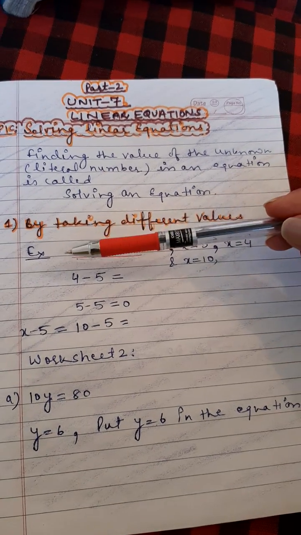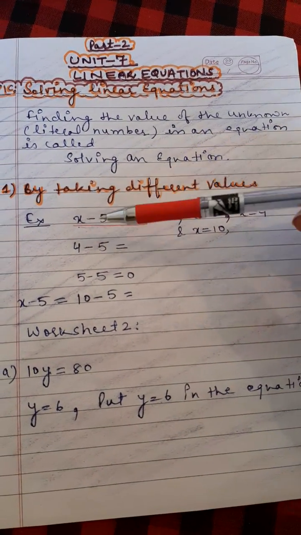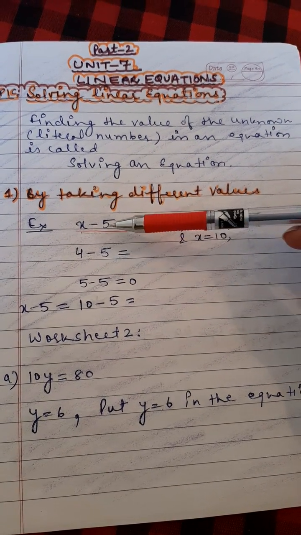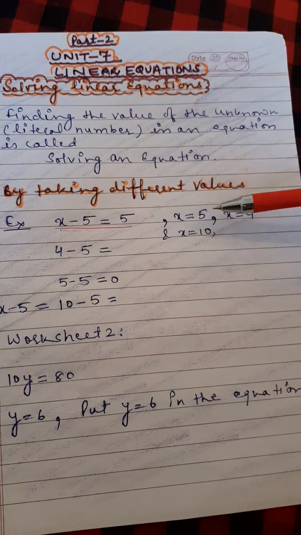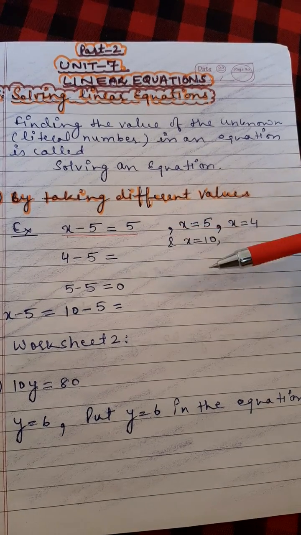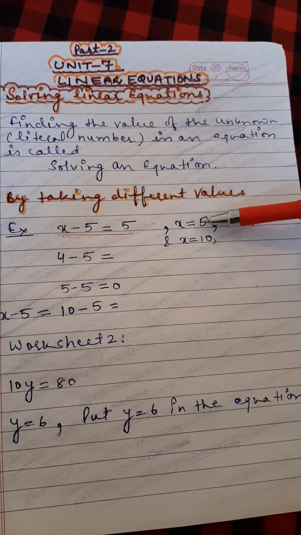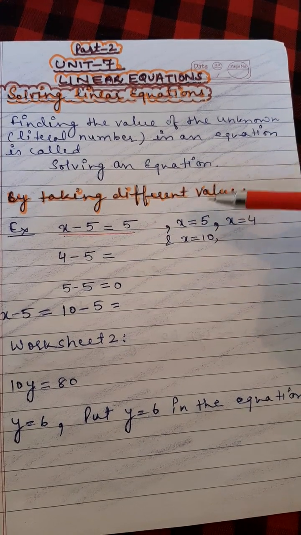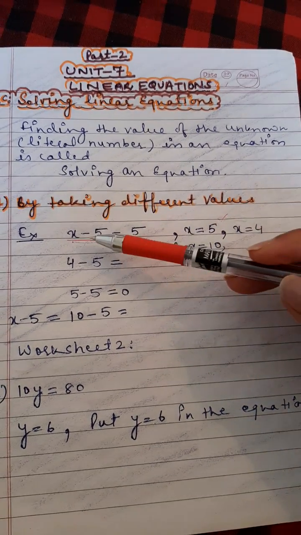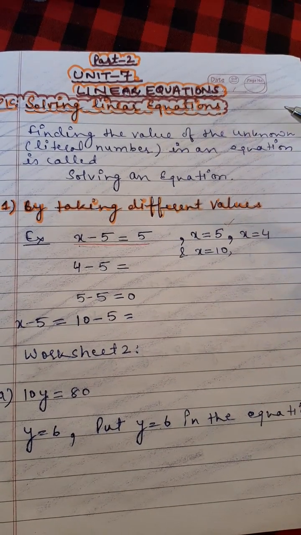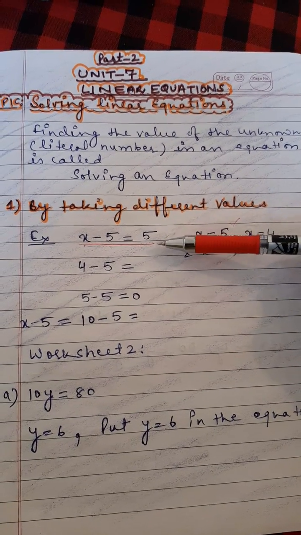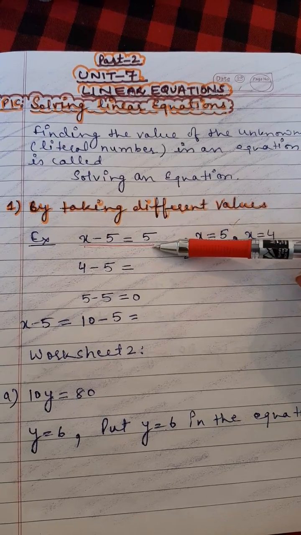For example, let us understand this by taking the example of this equation. Here the equation is x minus 5 is equals to 5. Now, in this equation, we will check by taking different values of x whether they are solutions of this equation or not. Means we have to put these values in this equation. The first one is x is equals to 5. We will check by putting the value of x here as 5, and if it is equal to the right hand side, then that means this is the solution of the equation, right?